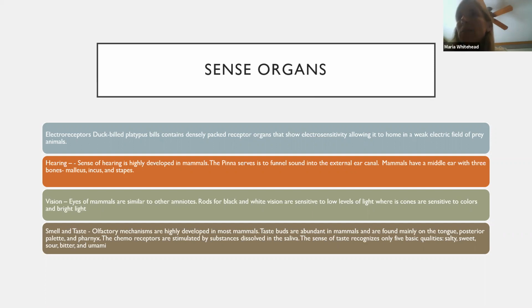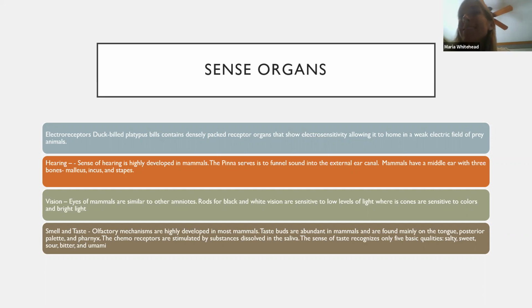Olfactory mechanisms, the nose, are highly developed in many mammals. Olfactory epithelial cells are found in the nasal cavity, and they serve as chemoreceptors, allowing mammals to smell prey, and also they can detect pheromones of the opposite sex. Taste buds tend to be abundant in mammals, found mainly on the tongue, the posterior palate, and the pharynx.